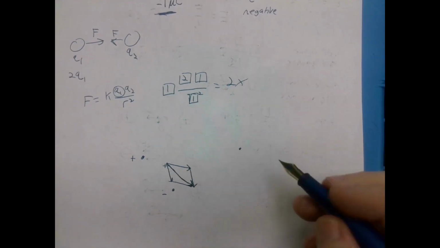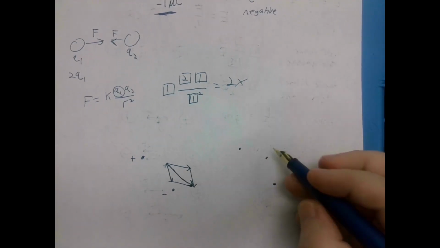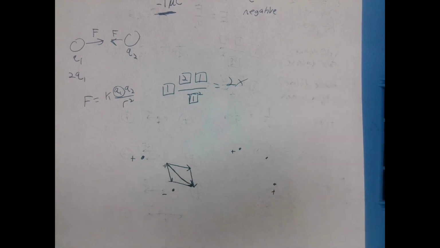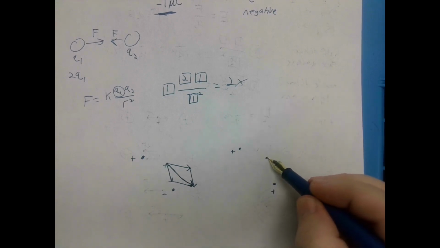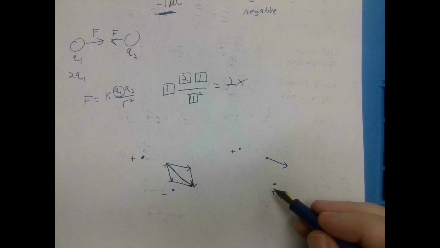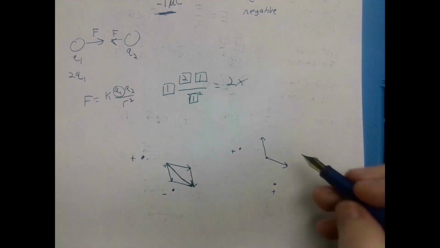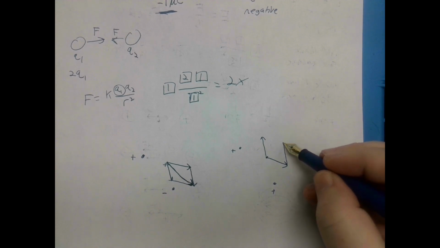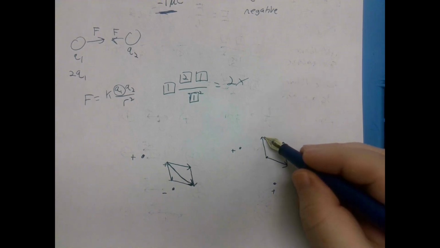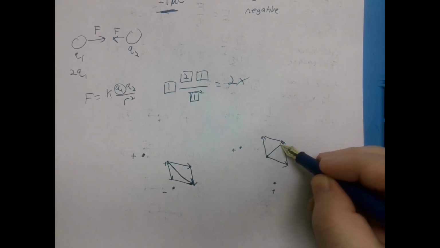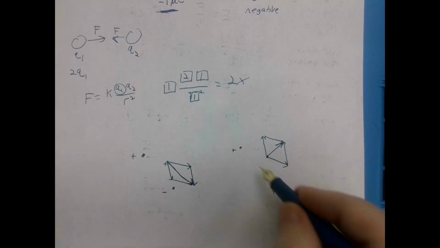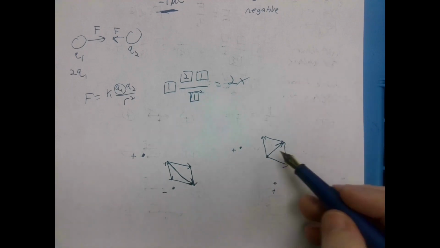What would happen if it was 2 positive forces in the same scenario? Well, again, this is going to be repulsive, so it would point in this direction. This would be repulsive, so it would point in that direction. Drawing my parallelogram, my force would be trying to go away from both of them, so my force would be going in that direction.